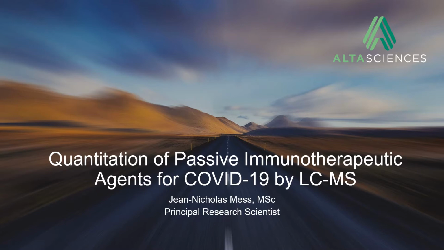The goal of this presentation is to describe the mass spectrometry-based approach we have developed for the quantitation of passive immunotherapeutic agents, specifically monoclonal neutralizing antibodies against SARS-CoV-2, the virus responsible for COVID-19. The approach is selective, precise, and accurate, yet it is generic and easily adaptable to a variety of neutralizing antibodies.